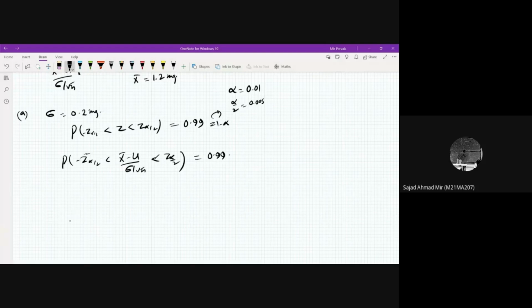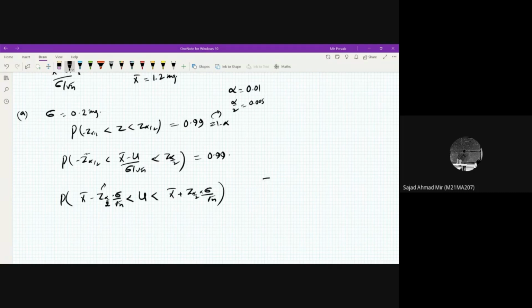So instead of going back again, I will just write: you will get the probability that x bar minus z alpha by 2 times sigma by root n is less than mu, which is less than x bar plus z alpha by 2 times sigma by root n. So all the parameters are given. You just have to look into the normal table again.